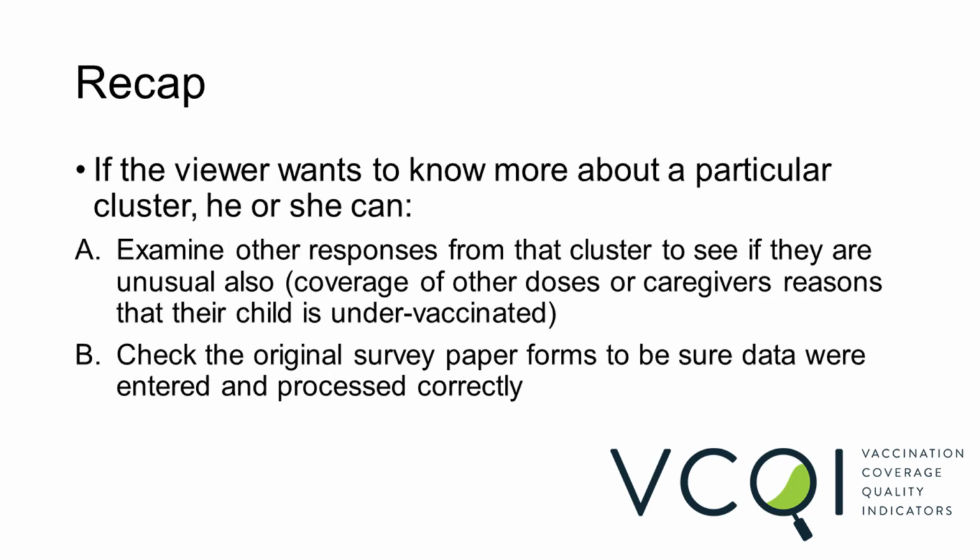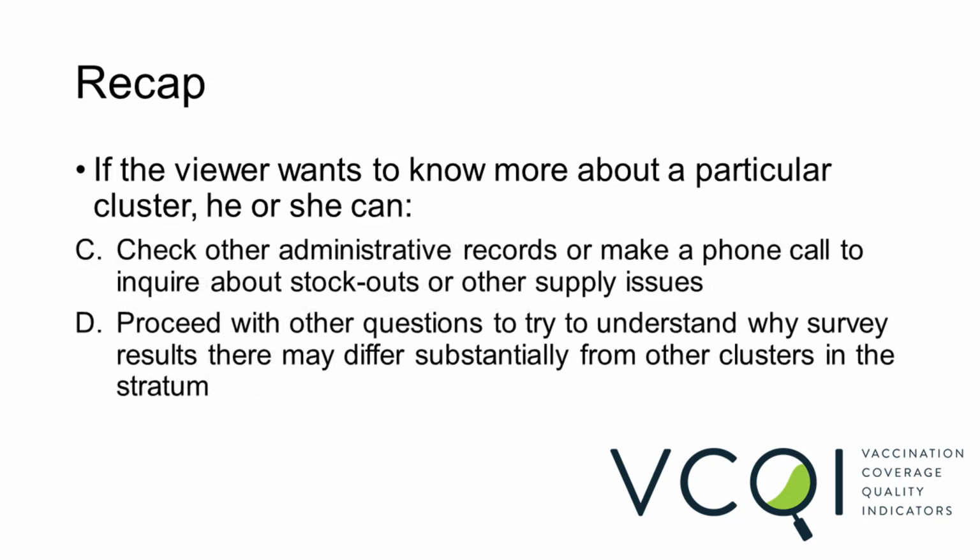If the viewer wants to know more about a particular cluster, he or she can, A, examine other respondents from that cluster to see if they are unusual as well, coverage or other doses or caregiver reasons that their child is undervaccinated. B, they can check the original survey paper forms to be sure that data were entered and processed correctly. C, check other administrative records or make a phone call to inquire about stockouts or other supply issues. D, proceed with other questions to try to understand why survey results there may be different substantially from other clusters in the stratum.